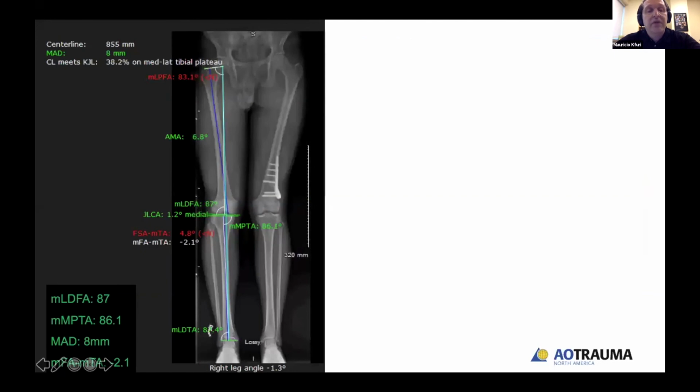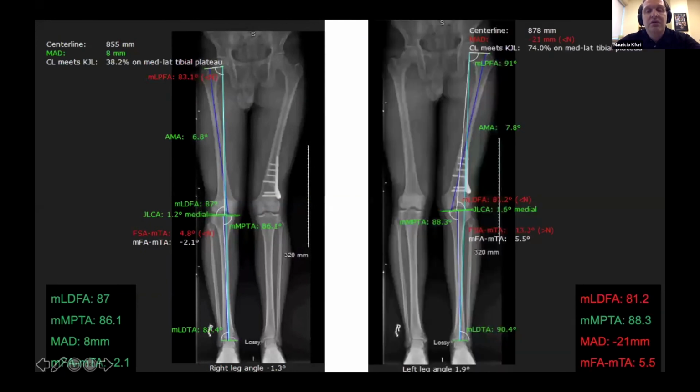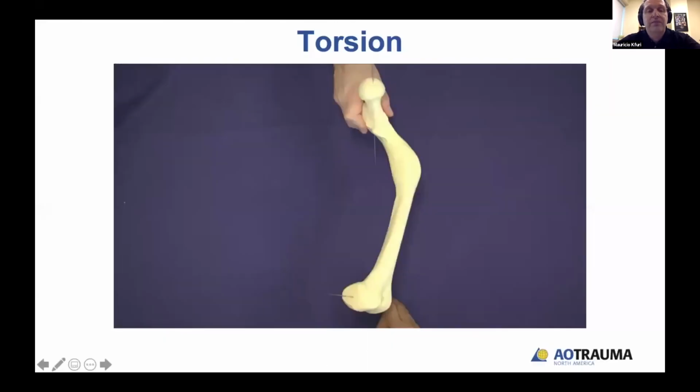Now comparing the right side, which is the normal side of the patient, with the left side, you can see the difference between MPTA, LDFA, and you can have a sense, even leg length, you can compare, and you can have a sense about what's going to happen if you do all kinds of corrections that could be open wedge distal femur, or closing wedge distal femur. And you're going to see how much it is going to impact the leg length.